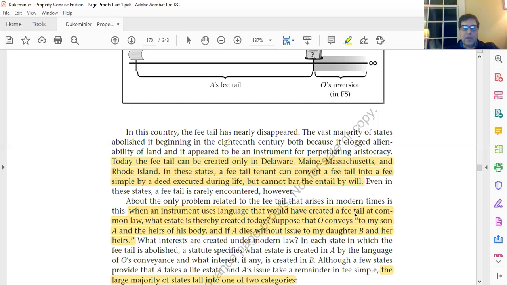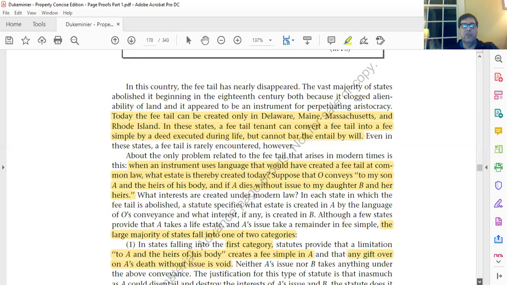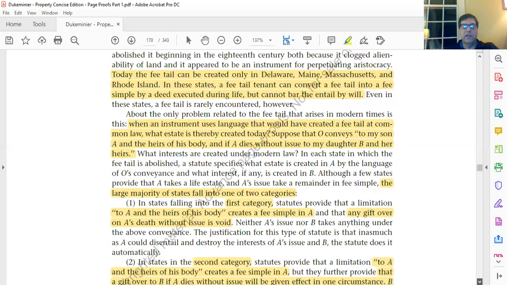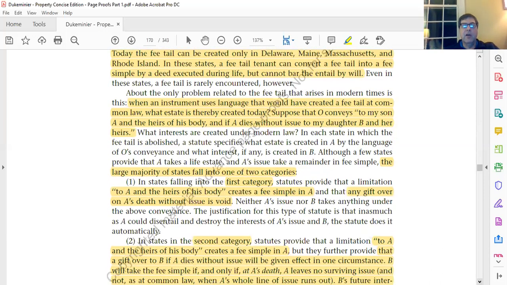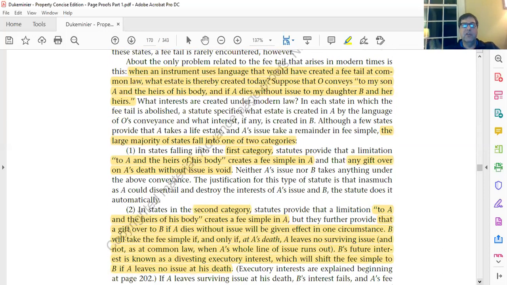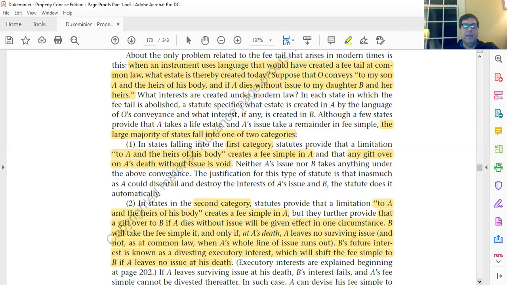Now, they say that the only problem related to the fee tail that arises in modern times, for the most part, is what do you do with language in an instrument that would have created a fee tail estate at common law, but you're in a jurisdiction that has abolished the fee tail estate. They give us a hypothetical. Suppose that O conveys to my son A and the heirs of his body, and if A dies without issue, to my daughter B and her heirs.